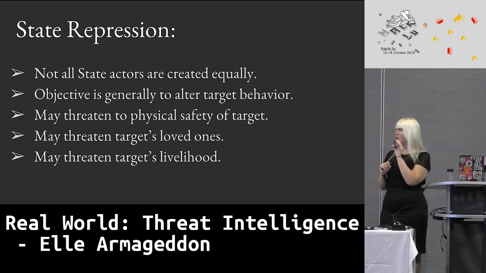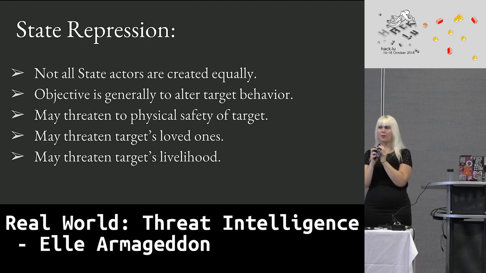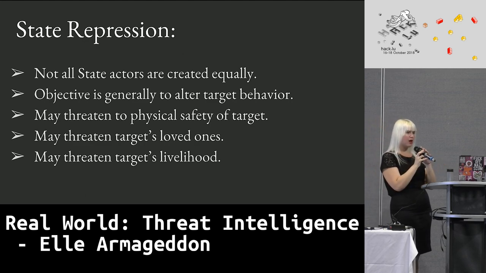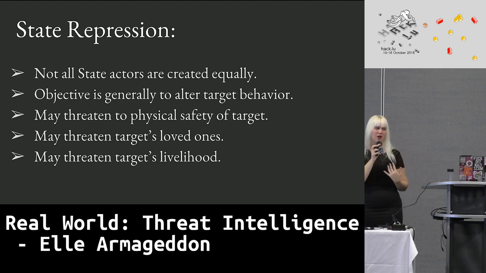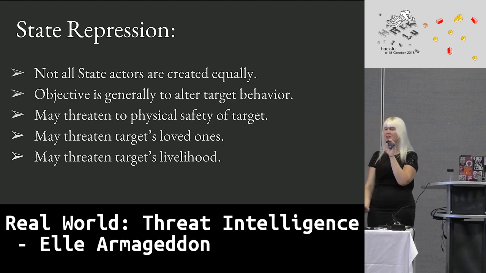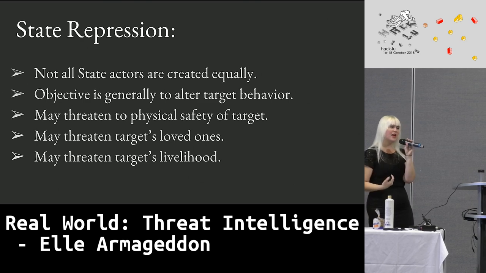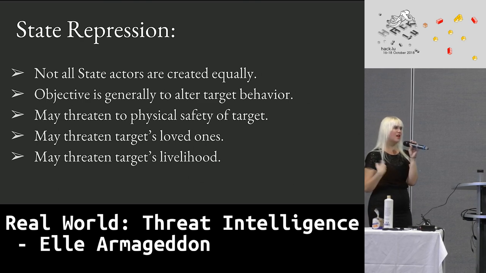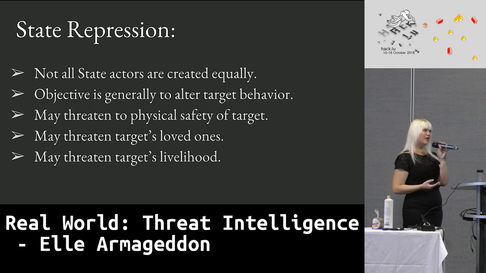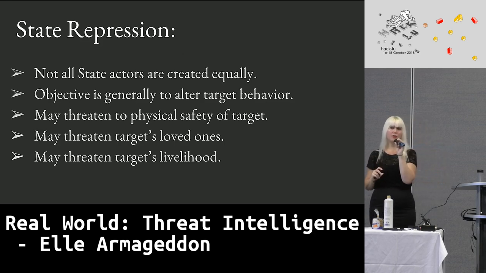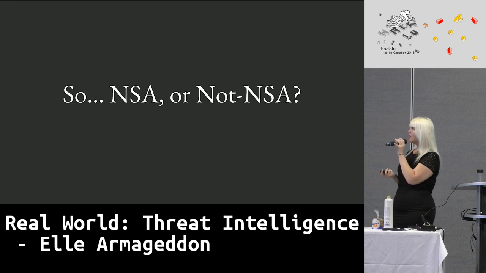State repression can also threaten targets' loved ones. And that's something that there may not be a perfect solution for, but that we want to take into account when we're starting to make recommendations and when we're working with our targets to help them build their safety plans. And then finally, they can also threaten the target's livelihood. It's not uncommon for people who are facing state repression to also be blacklisted in their profession, harassed coming to and from work. So that's something that's important to keep in mind as well.